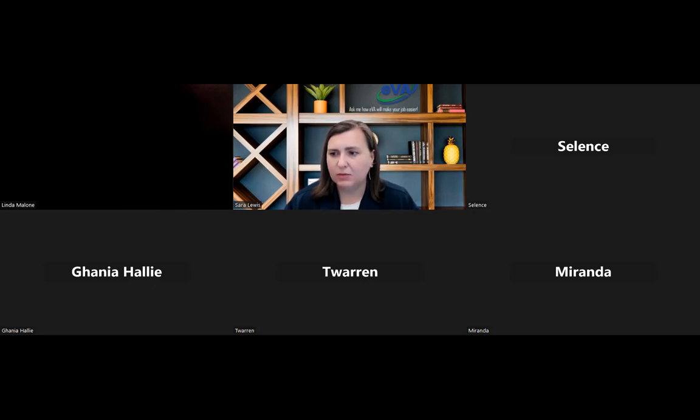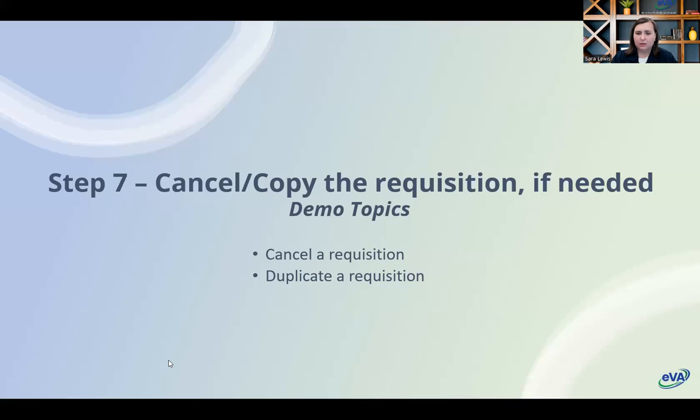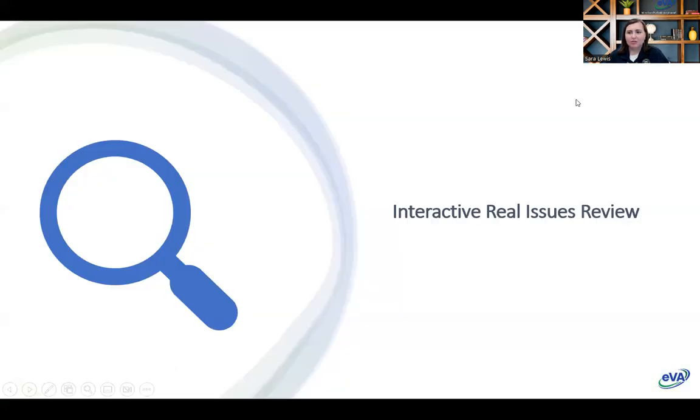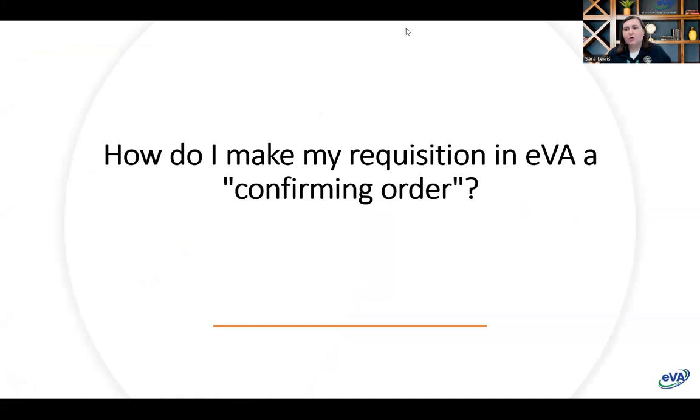Okay. Switch back to my PowerPoint. So now we're going to talk about some real issues and review them, and I want to get some feedback from you. I know that was a whole lot, and you might not remember everything, but we're going to work on these as a team, so don't worry. But feel free to unmute yourselves if you know the answer. So the first question is, how do I make my requisition in EVA a confirming order? This is an end user that's either calling in or sending an email and asking this question. What would you tell them?